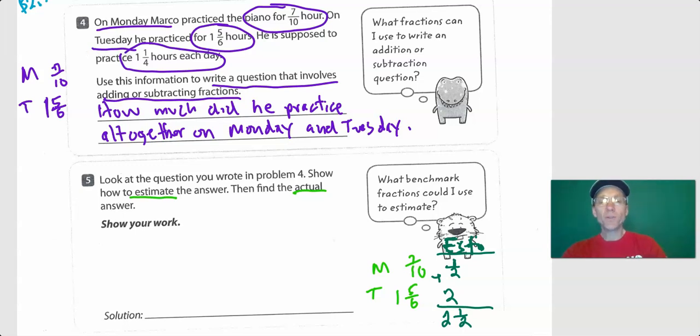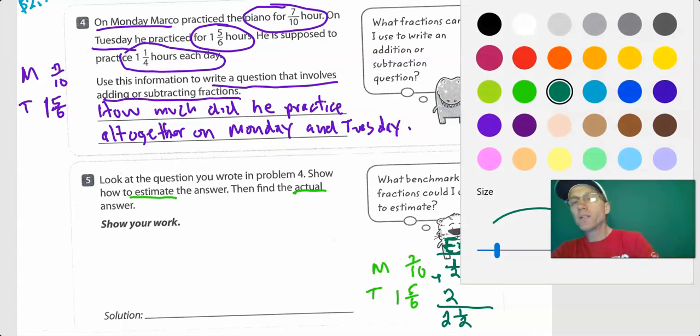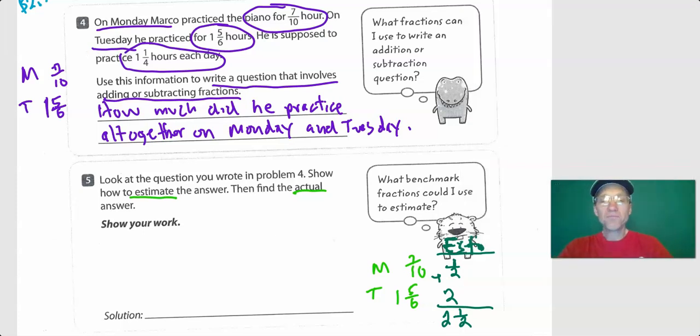Well, what's the actual? So let's find out how close our estimate was. Let's actually do 7/10 plus 1 5/6. Well, I don't have the same number of parts in my whole, so I've got to find a common denominator.